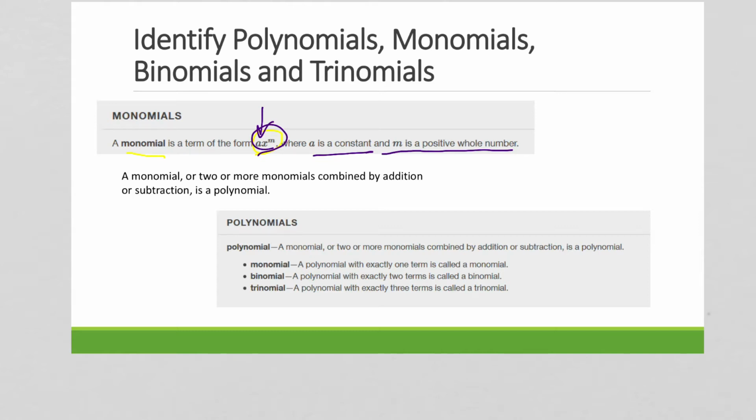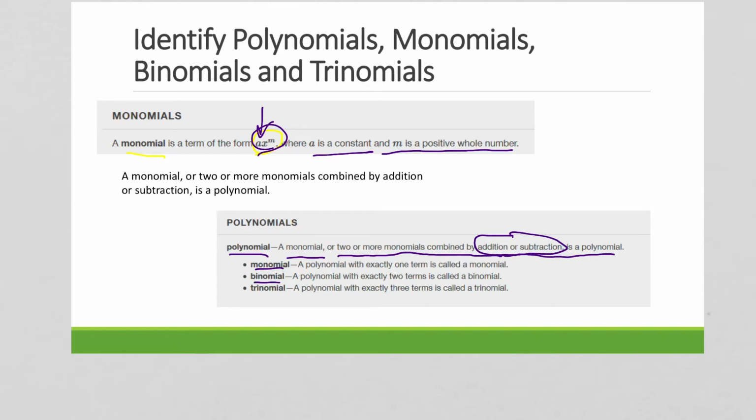And so we also have other words. So a polynomial is a monomial or two or more monomials combined by addition or subtraction. This is key right here, the addition or subtraction part, okay? We also have very specific names. So I've already told you about a monomial.